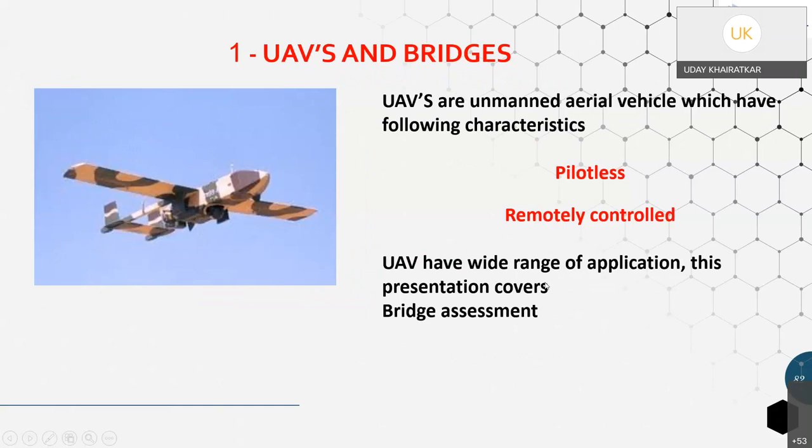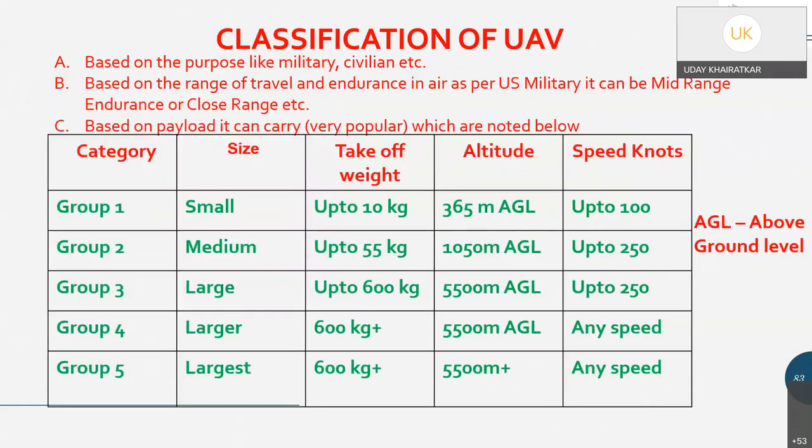So UAV is an unmanned aerial vehicle which has the following characteristics. It's pilotless, remotely controlled. UAVs have a wide range of applications. This presentation covers bridge assessment. Nowadays drones are used for a number of uses. We can even use it for defense vigilance.